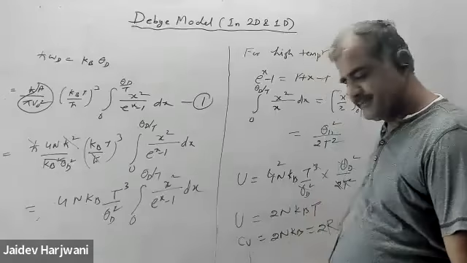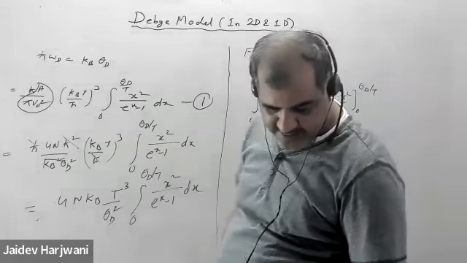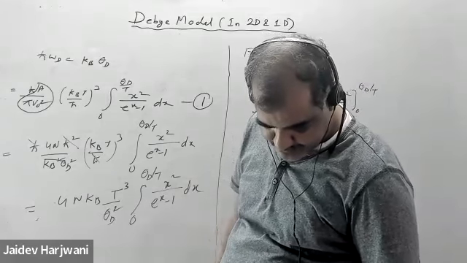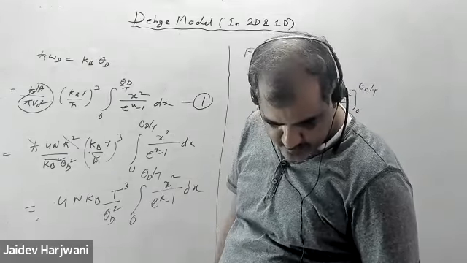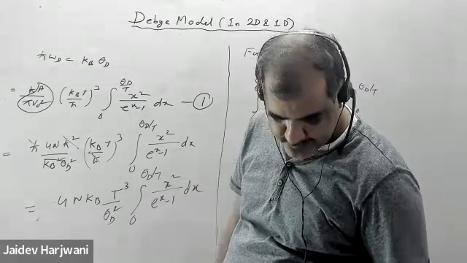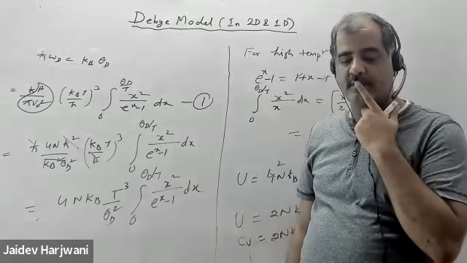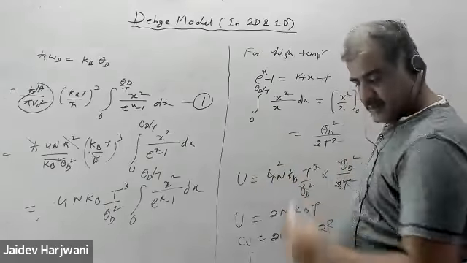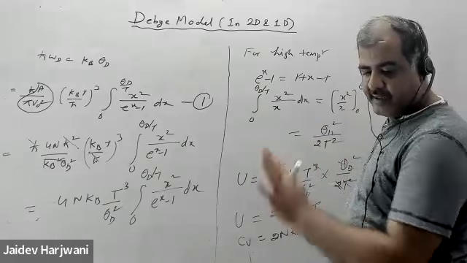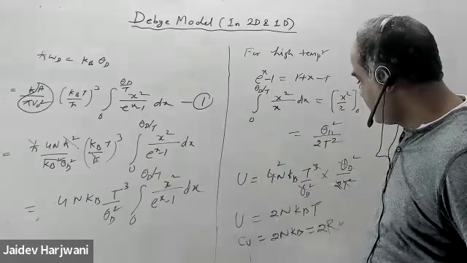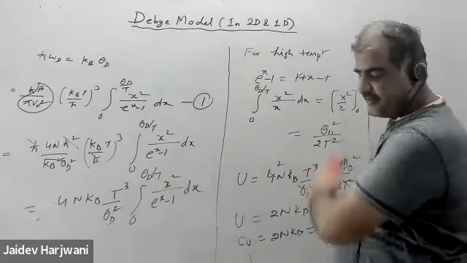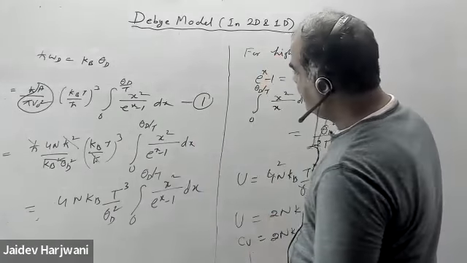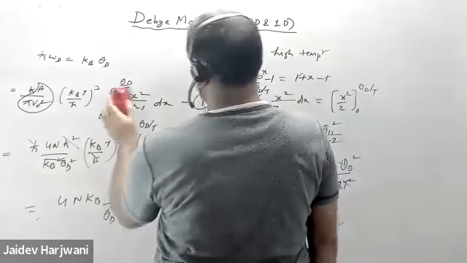Yes, sir. Is this clear to everyone else? Yes sir. Okay, in 1D I will make you do everything, okay? I have done 3D, I am doing 2D, and 1D you people have to do now. So this method is clear, right? This is for high temperature. Now you have to do it for low temperature.